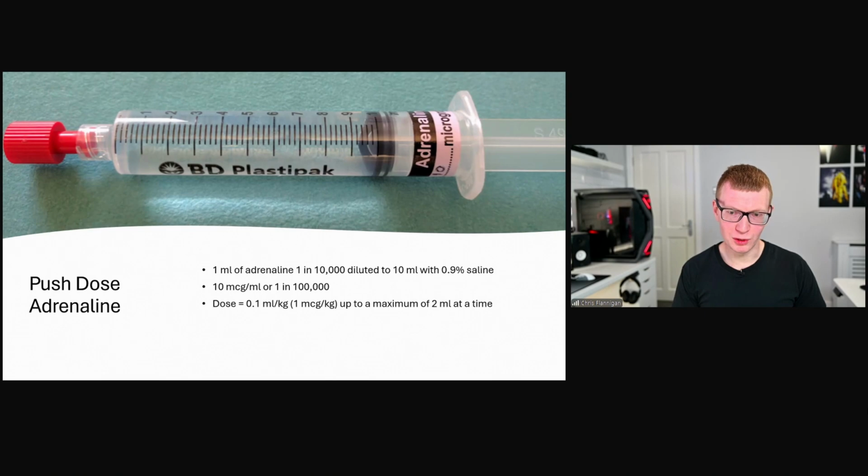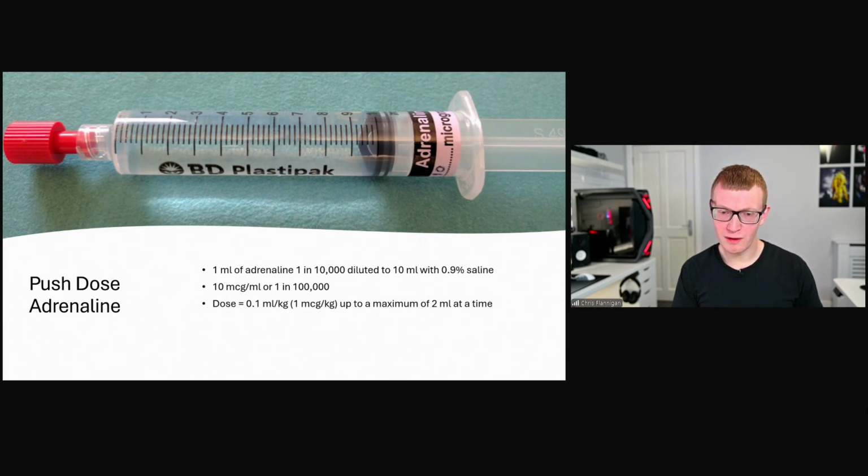Another way to do adrenaline, and it was one of the options, was push dose adrenaline. So to do this, you take 1 mil of your resus dose adrenaline, 1 in 10,000, and dilute it by a factor of 10 by adding 9 mils of saline to it. So that's going to make your adrenaline 1 in 100,000 or 10 mics per mil. In terms of dosing, it's the same volume that you would give a child in a cardiac arrest, so 0.1 mils per kilo. But because you've already diluted it by a factor of 10, you're giving a tenth of the dose that you would in a cardiac arrest.